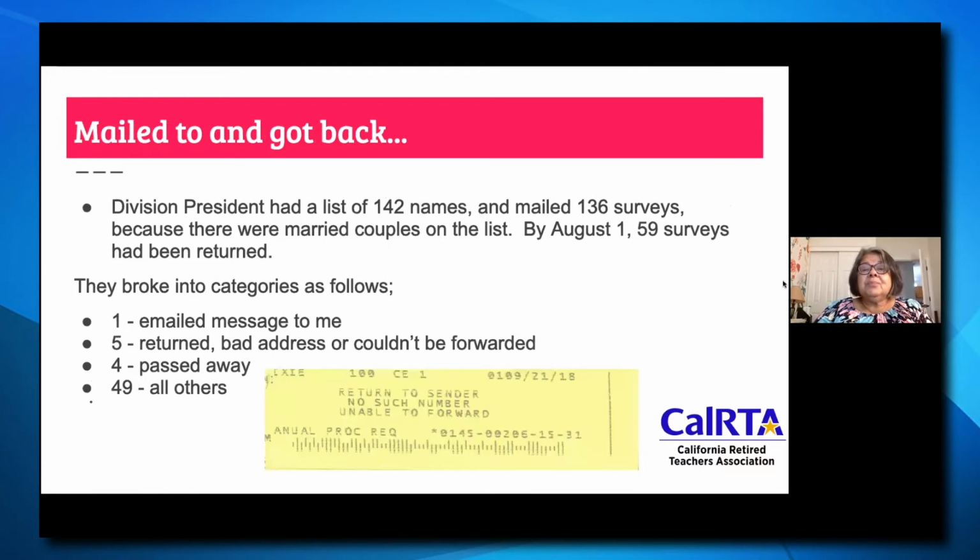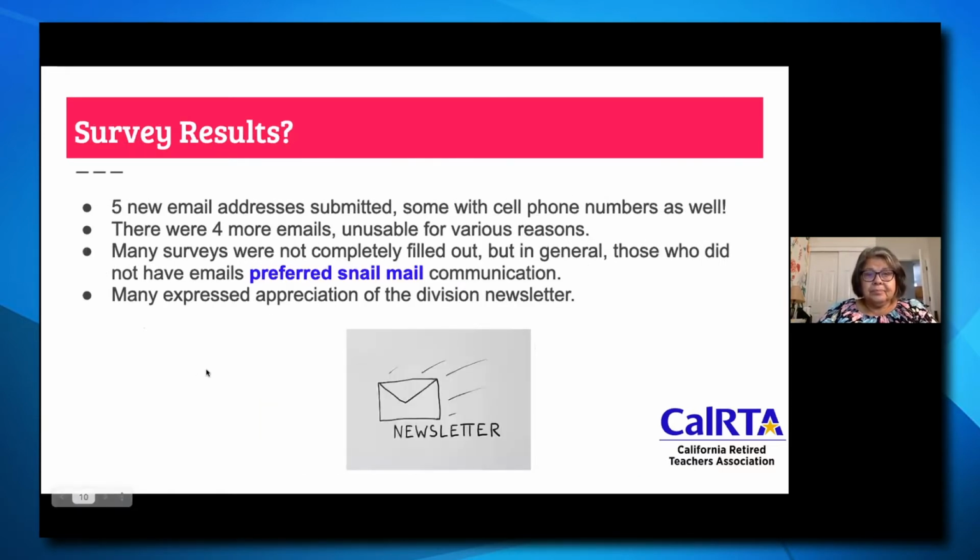So the division president had a list of 142 names, and mailed 136 surveys, because of course there are married couples. By August 1st, 59 had been returned, and they broke into these categories. Five were returned as bad address or couldn't be forwarded, 4 had passed away, and 49 were people who did respond. The great thing was the president got 5 new email addresses and cell phone numbers.